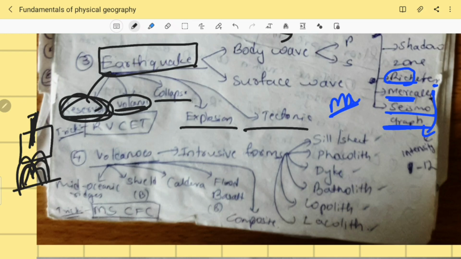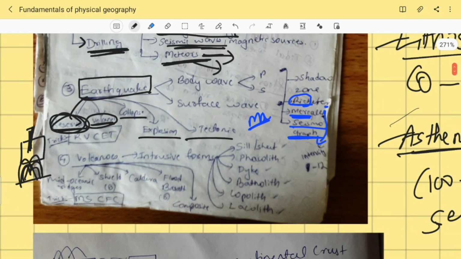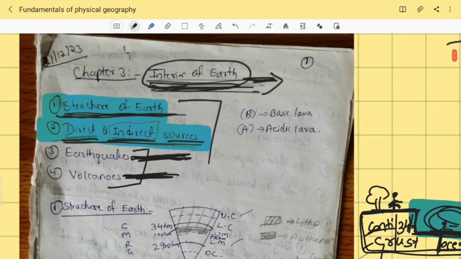Collapse earthquake, we could say, is like in a mining area, where they dig the land. Whenever they are digging, there is an earthquake due to mining, and it collapses. So that's a collapse earthquake. Then explosion earthquake and tectonic earthquake. You need not go in depth much about it because they're not asking many questions from here. So that's about the earthquake. Now we have completed earthquakes as well.